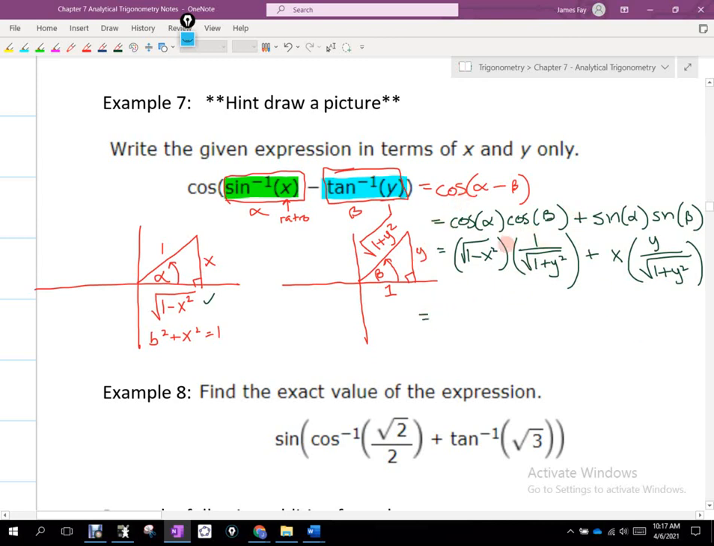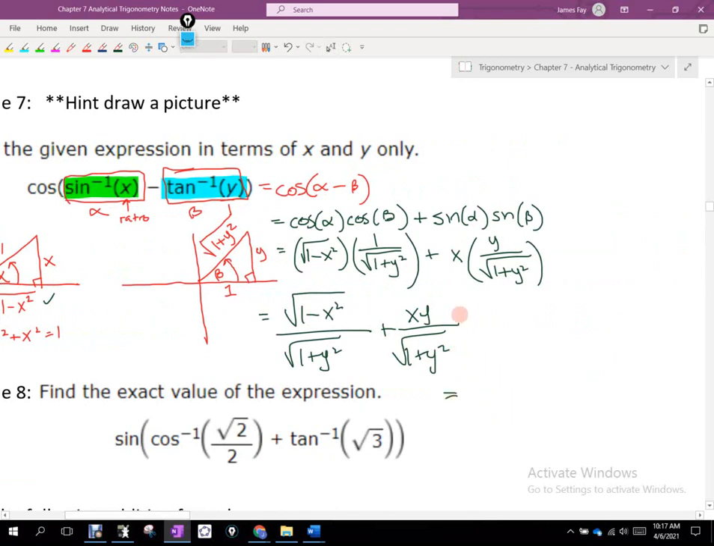Now, if we multiply this, so that's all the trig. Now it's just algebra, okay? So I'm going to multiply these together. It gives me root 1 minus x squared over root 1 plus y squared. This gives me xy over root 1 plus y squared. Do we have a common denominator there?